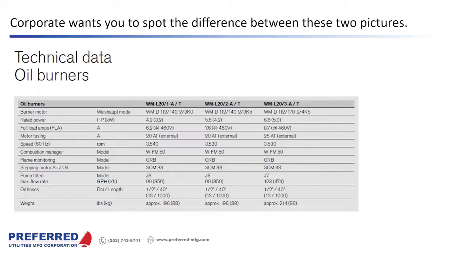If you go down to the third line from the bottom, it's got the pump fitted max flow rate in gallons per hour and liters per hour. J6, J6, J7 is the Suntech pump number, and they include the max flow rate. This is the max flow rate that we need to use to size the transfer pumps. And if we've got 3 burners connected in parallel, we're going to take this and multiply by 3.